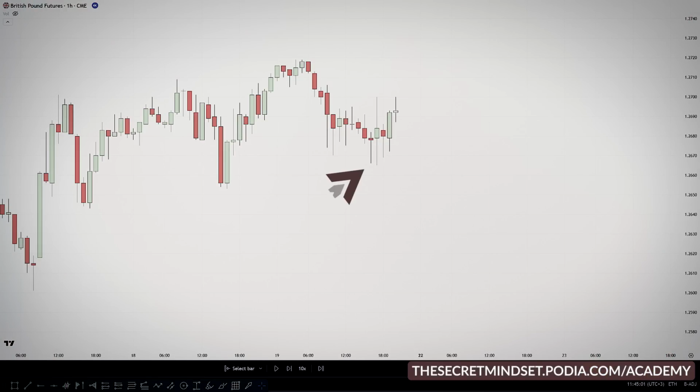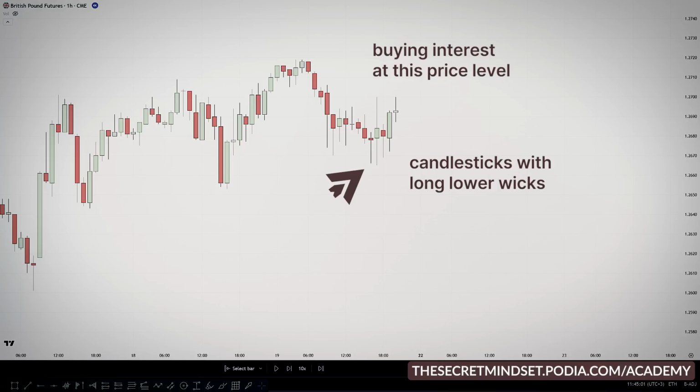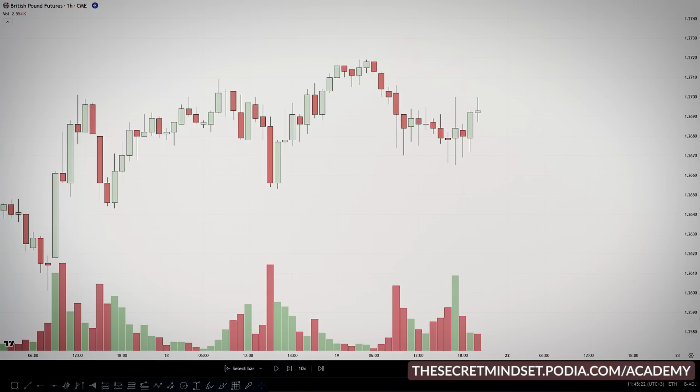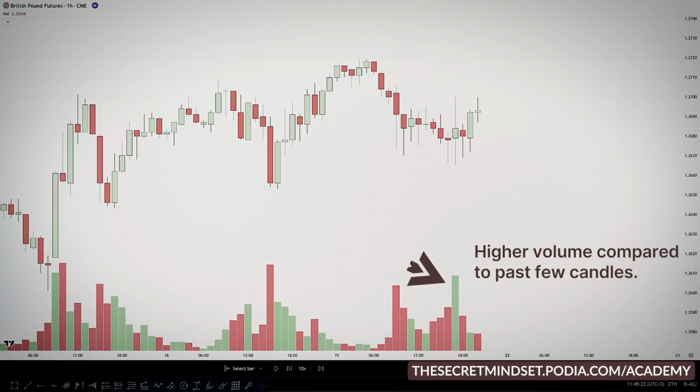The first step is to spot two or more candles with long lower wicks. Sellers tried to push the price down, but buyers stepped in and pushed it back up. This action reveals strong buying interest at this price level. Buyers were ready and willing to defend this price zone. Also, we want to see high volume on these rejection candles.